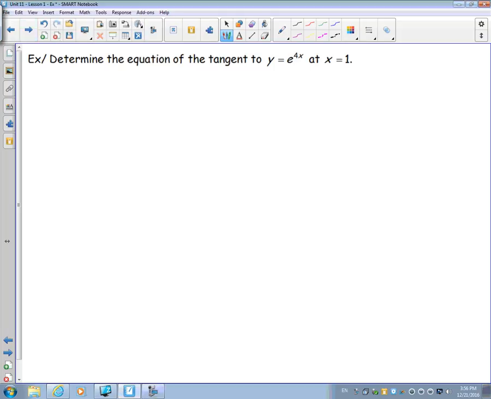That's one of our big ideas with calculus. We should be able to find tangents. We've talked about tangents today in terms of concavity. Let's find the equation of a tangent. To find the equation of a tangent, we need to be able to do mx plus b. So we need to have a point and a slope.